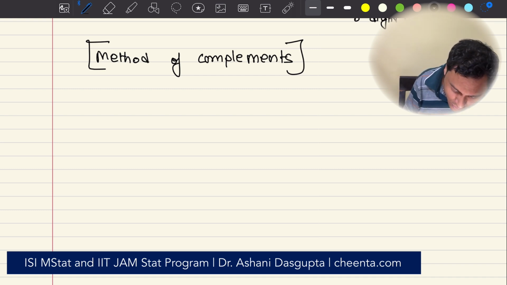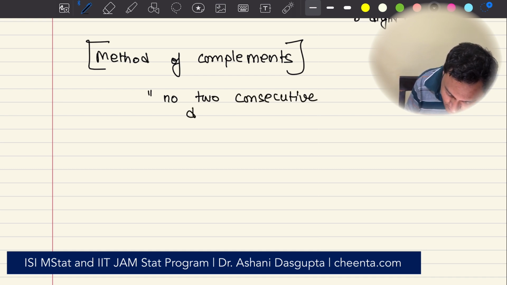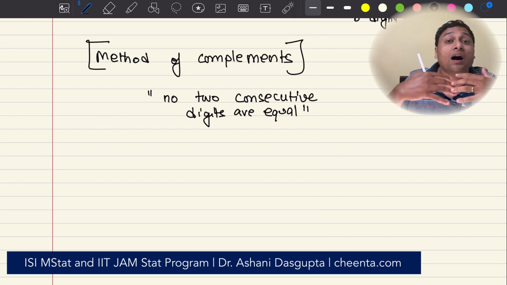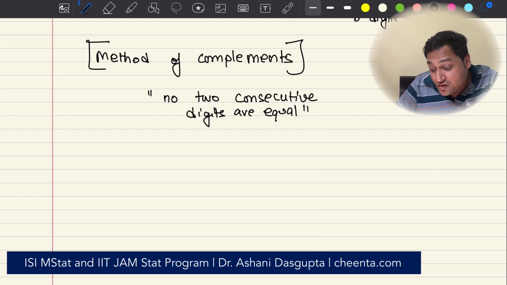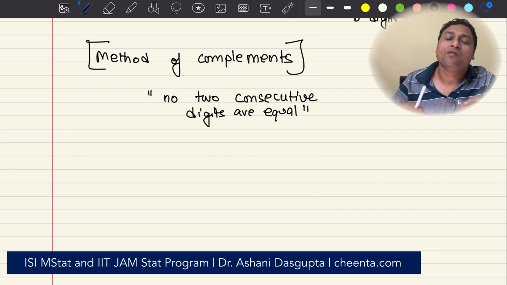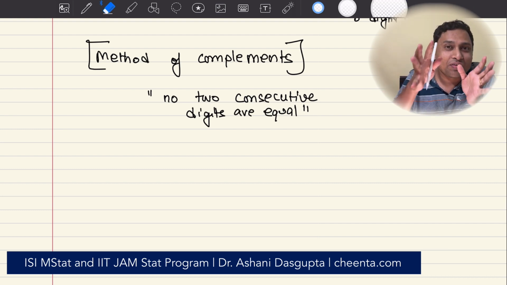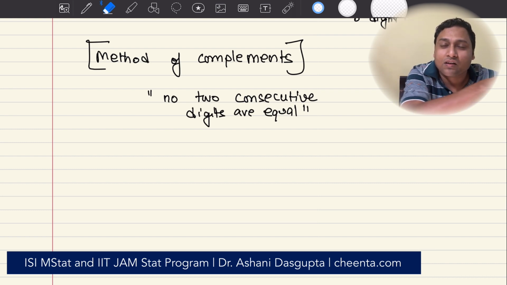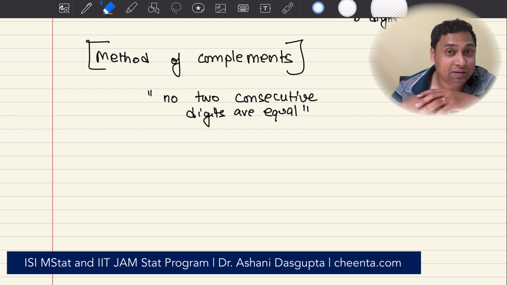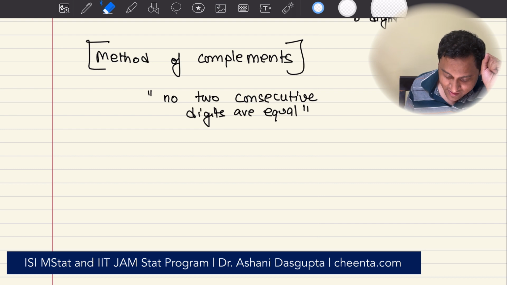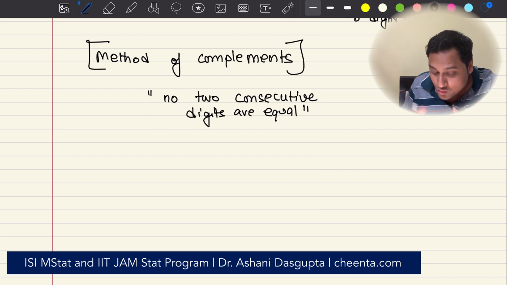That means numbers where no 2 consecutive digits are equal. Those are the other numbers. We can calculate these and then subtract those from all of them. Whatever remains will have this property that 2 or more consecutive digits are equal, right? This is a clever one. So let's start with that. No 2 consecutive digits are equal.